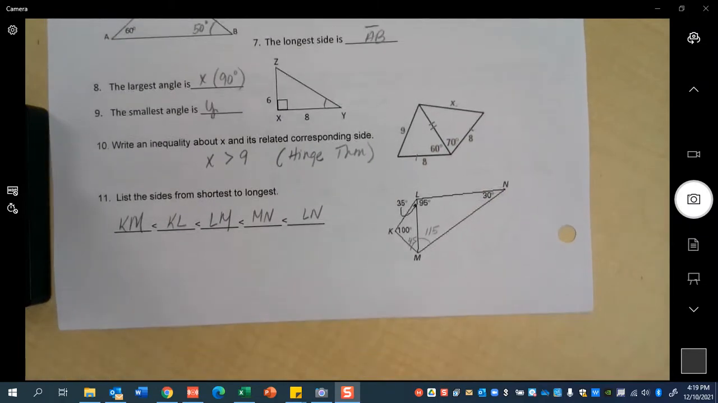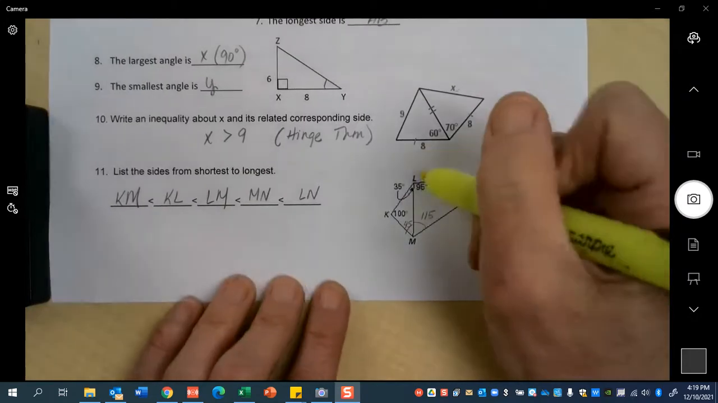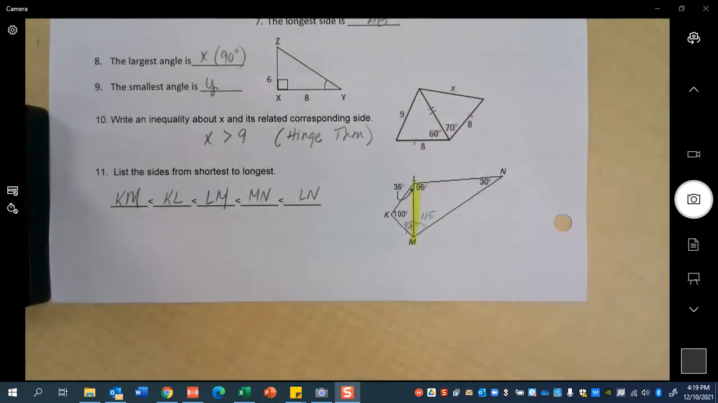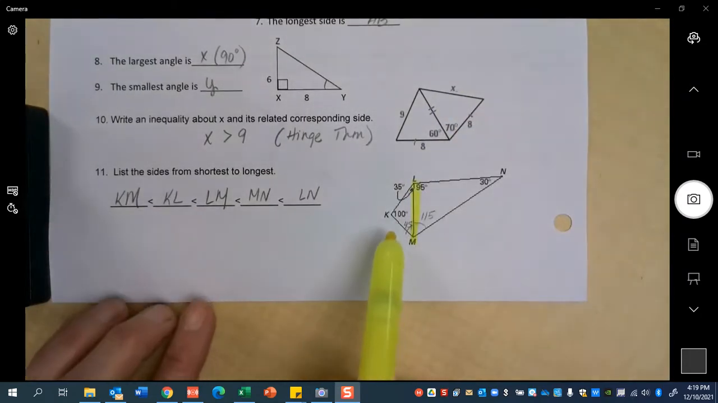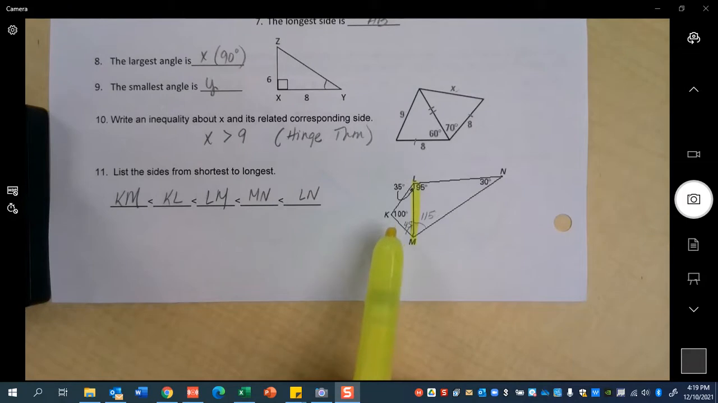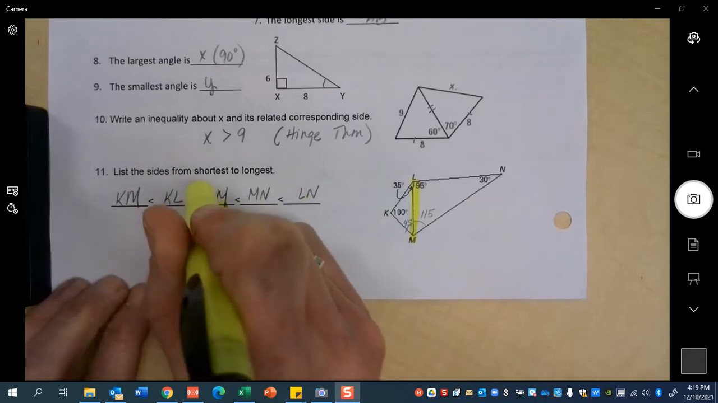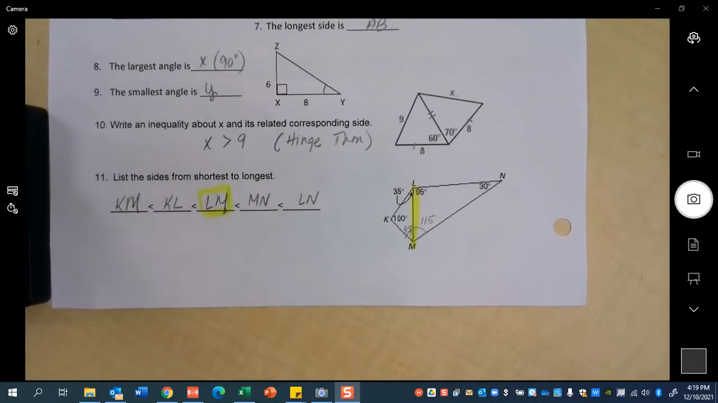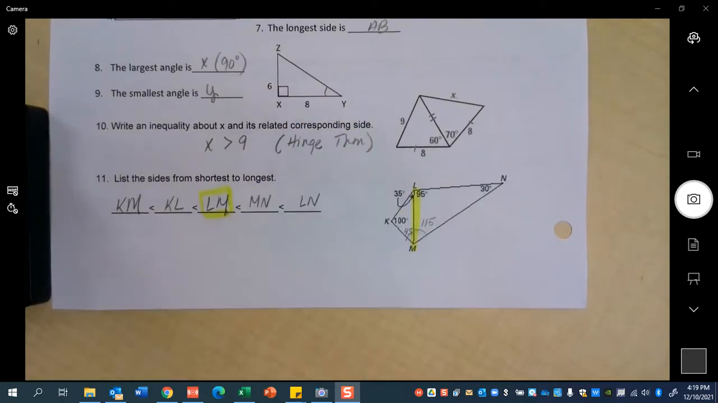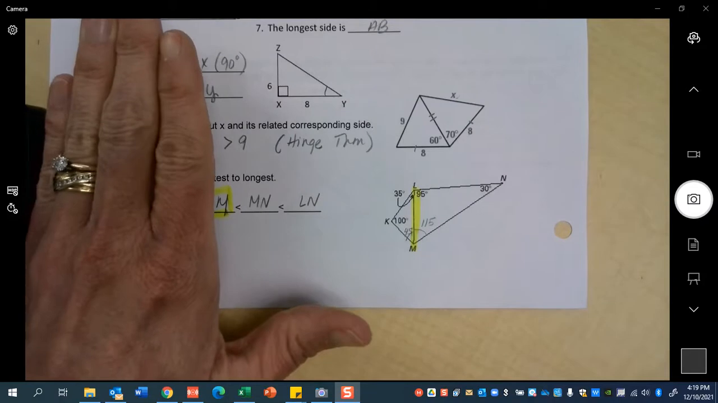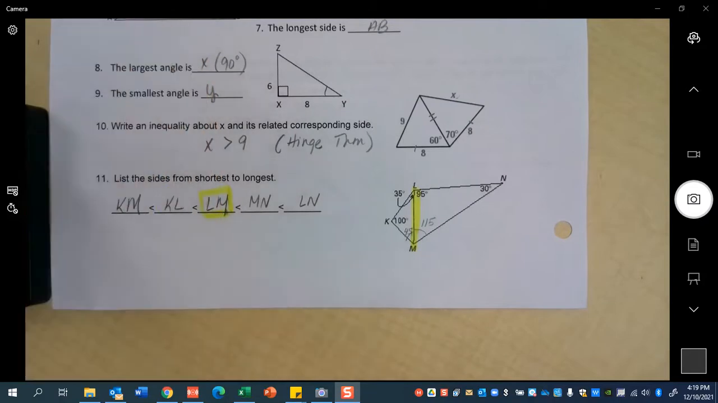This one's kind of cool. We want to take a look at this side, LM. LM is the largest side of this small triangle and the smallest side of this big triangle. So when I order my sides, that LM plays the middleman. He's the largest side of this triangle and then the smallest side of that triangle.